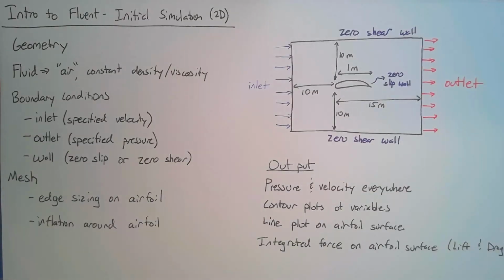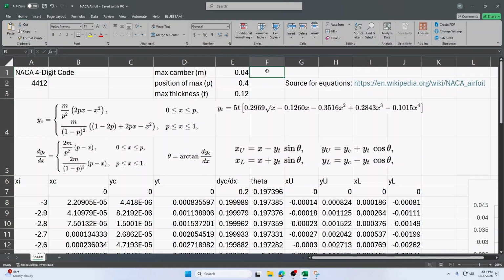So with all that said, let's go ahead and start making an airfoil shape in Excel. So there are a few different ways of doing this, and we could have just looked up points for an airfoil from an online database. But I'm going to go the route of calculating the points directly for a NACA 4412 airfoil using these equations that you see on the screen.